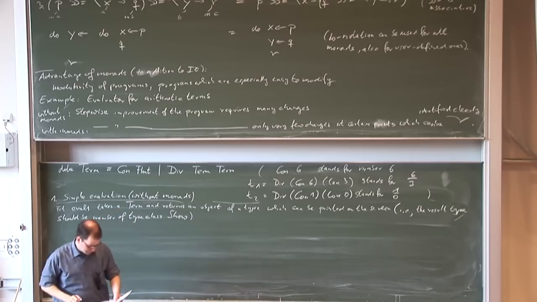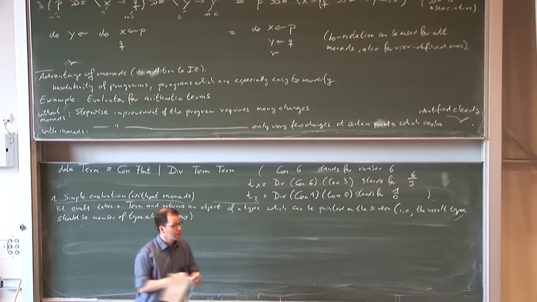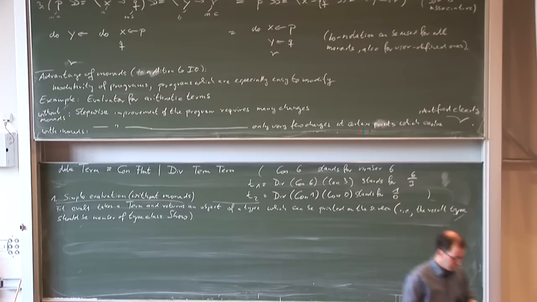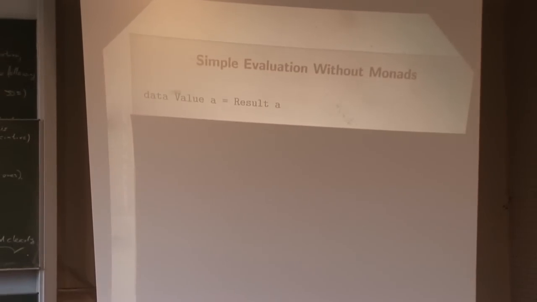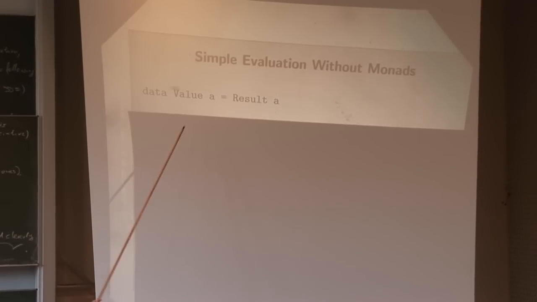Okay, and one possibility to do this is the following. We use the following data type. I call it value. So value A is a new data type. Value is a type constructor. So whenever A is a type, then value A is also a type. And the only data constructor of this type is called result.